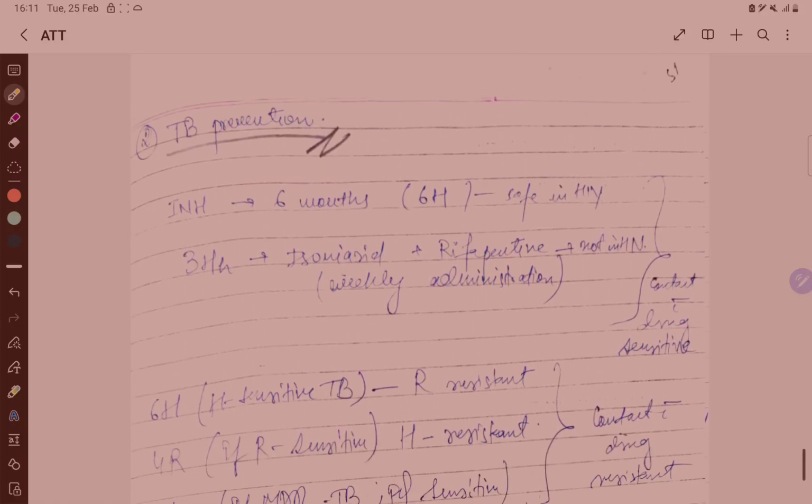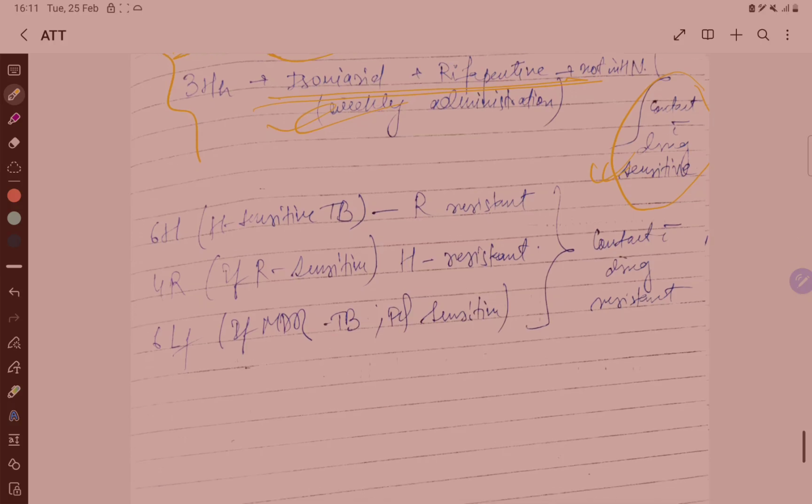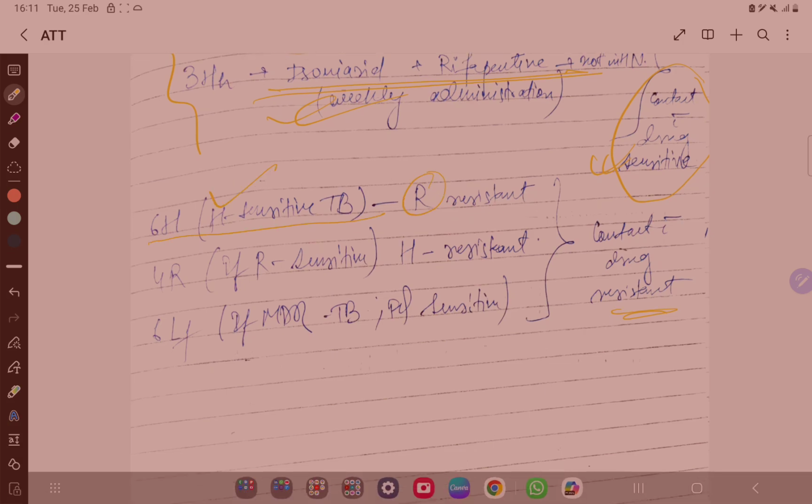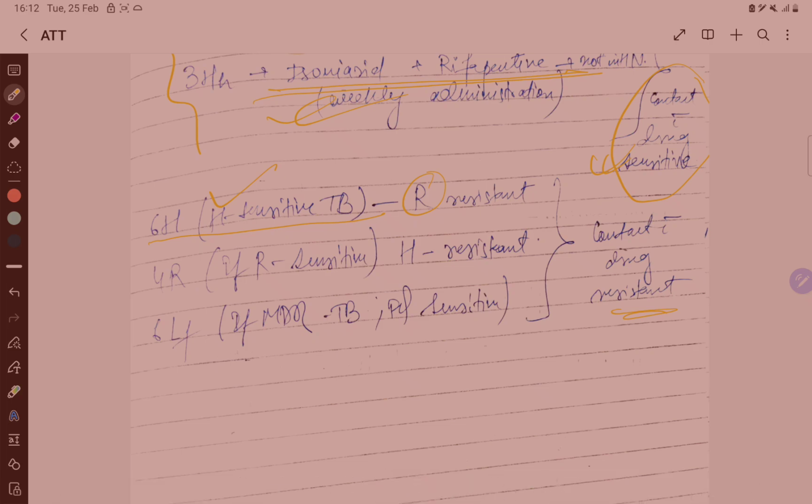Suppose you have an exposure and you have to give TB prevention. Again, there is a 6-month regimen. We give INH, or high-dose isoniazid with rifampicin. If any contact is there and drug sensitivity is there, we give TB prevention. If drug resistance is there, suppose rifampicin resistance, high-dose isoniazid is given for 6 months. If isoniazid is resistant, 4 months of rifampicin is given, and if fluoroquinolone sensitive, 6 months of levofloxacin is given. So this is very extensive.